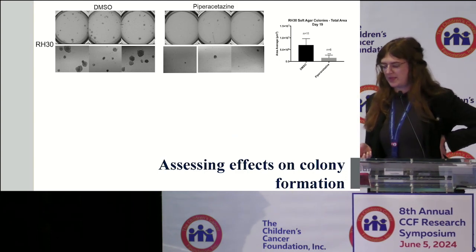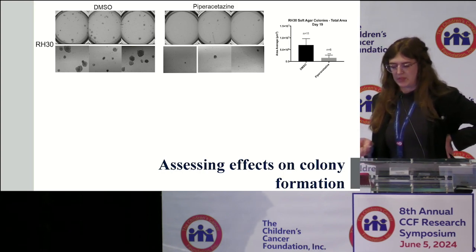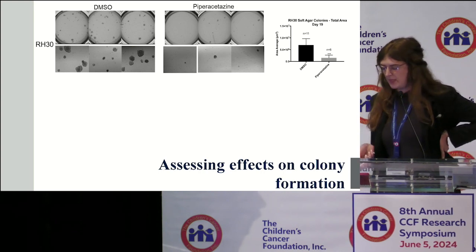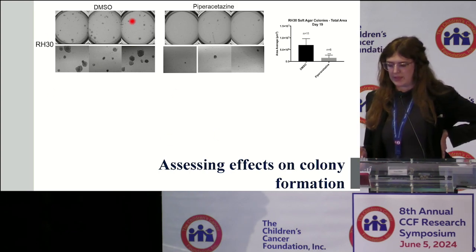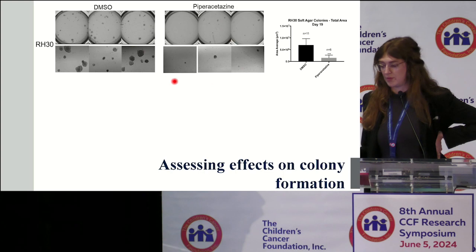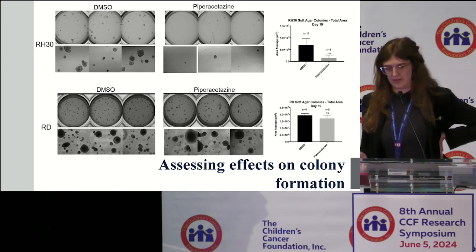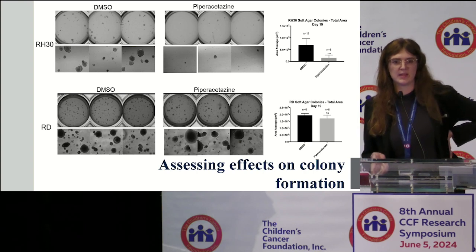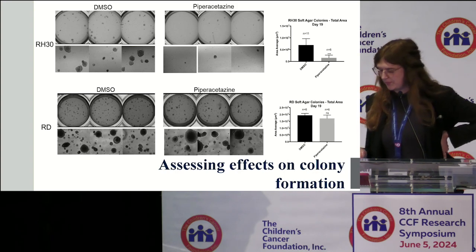Moving along, we decided to test this, like I said, in vitro and in vivo, and I think these were some of the most encouraging results that we got. This is looking at 3D colony growth in soft agar. RH30, as I said before, is a fusion-positive cell line. When you treat with vehicle, you get colony growth. When you treat with the drug that we're studying, piperacetazine, that colony growth goes away. But if you look in a fusion-negative cell line, you have colony growth even with treatment, which indicated to us that the effects we were seeing were fusion-specific, or at least it suggests that that's the case.